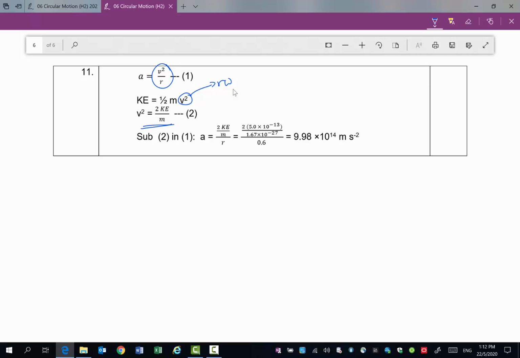So just substitute the v squared into the formula here, and we will get a equals 2KE over m, over r. And then pressing the calculator, we will get the same answer. So it is really up to you which equation you feel more comfortable with. Both are equally viable. So there you go.